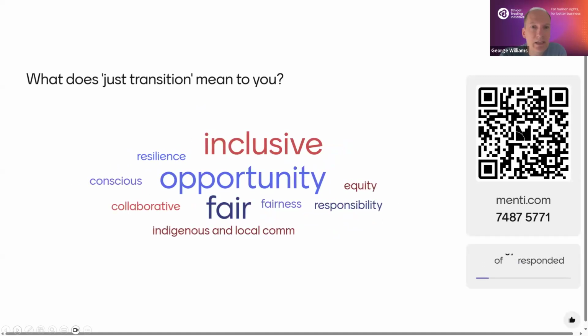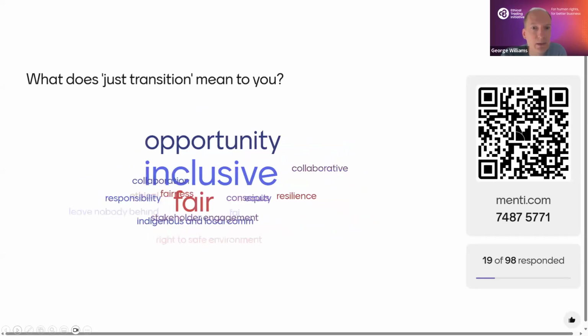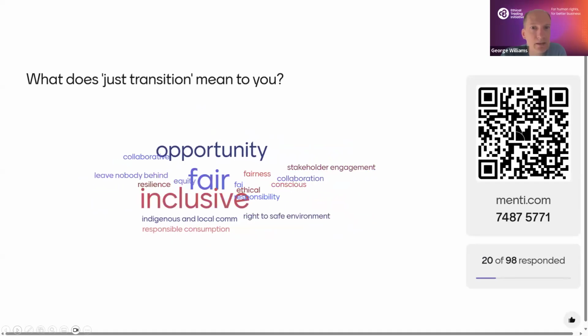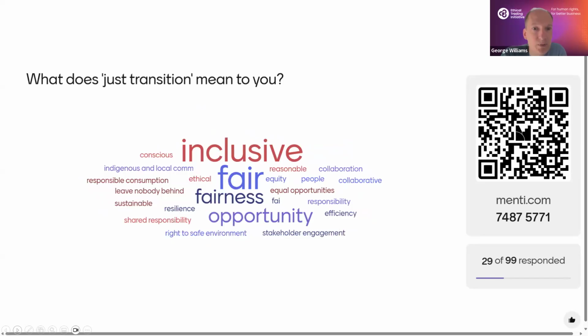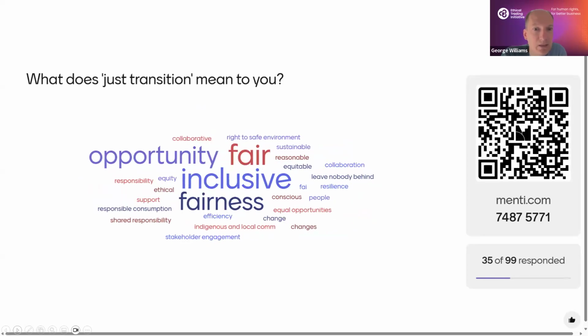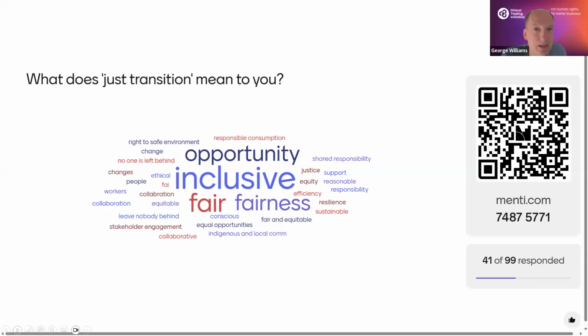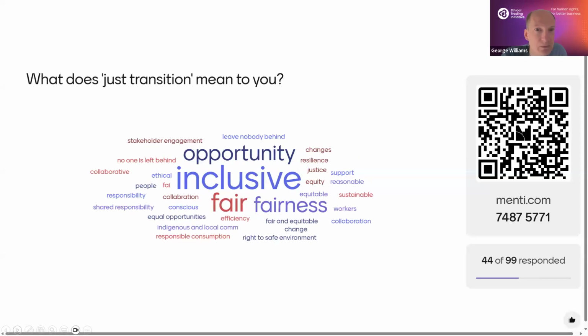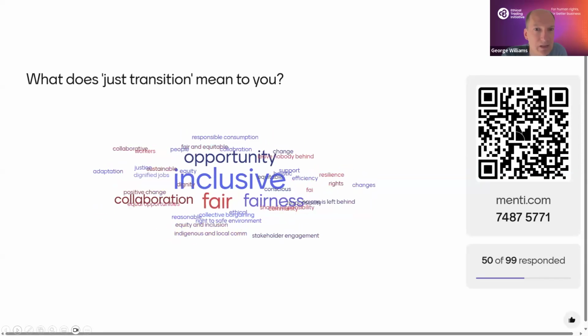So really nice to see some stuff flowing through already. So I can see words like fair and fairness and equity and ethical, opportunity is on there, inclusive is on there. It just keeps moving, so it is quite hard to keep track of. But it's really nice to see some of these terms. I see somebody's added "leave no one behind." Obviously, that's a key one.